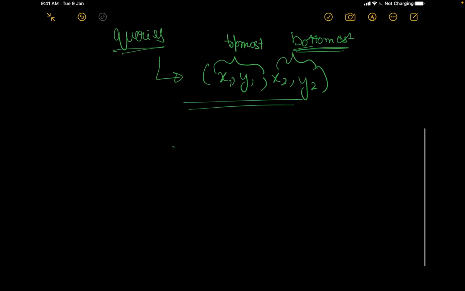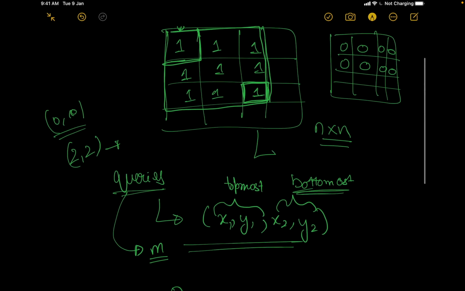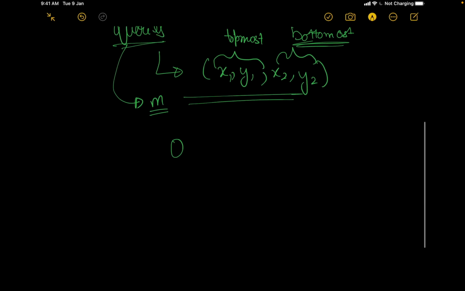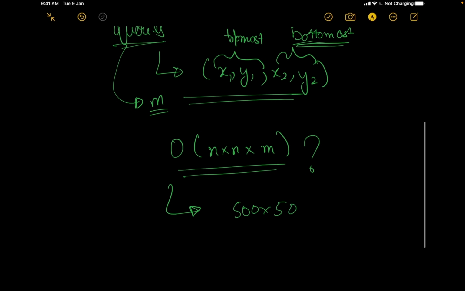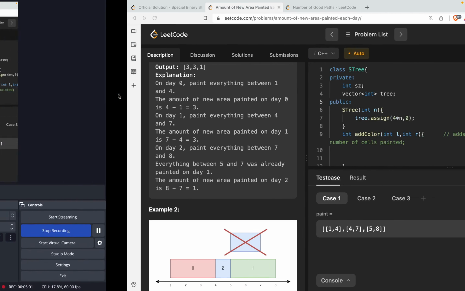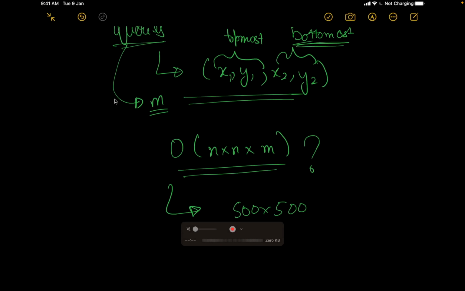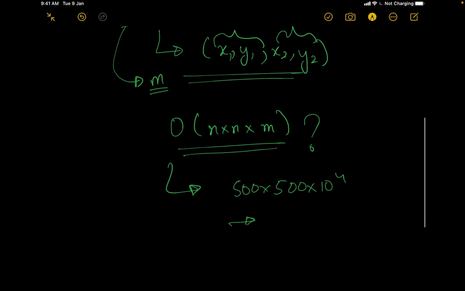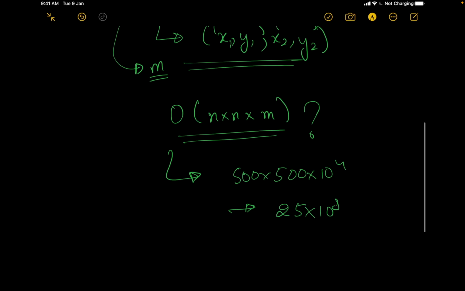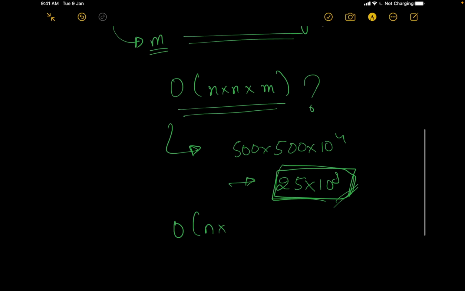Now would O(n × m) pass, where m is the number of queries and the size of the matrix is n × n? Here n is 500, and the number of queries I guess is 10 to the power 4. Let me cross check. Yeah, the number of queries is 10 to the power 4. So in that case it would give me a TLE, because it's going to become 25 into 10 to the power 8. That's pretty close to a TLE, I must say. So we can't take risks with that.